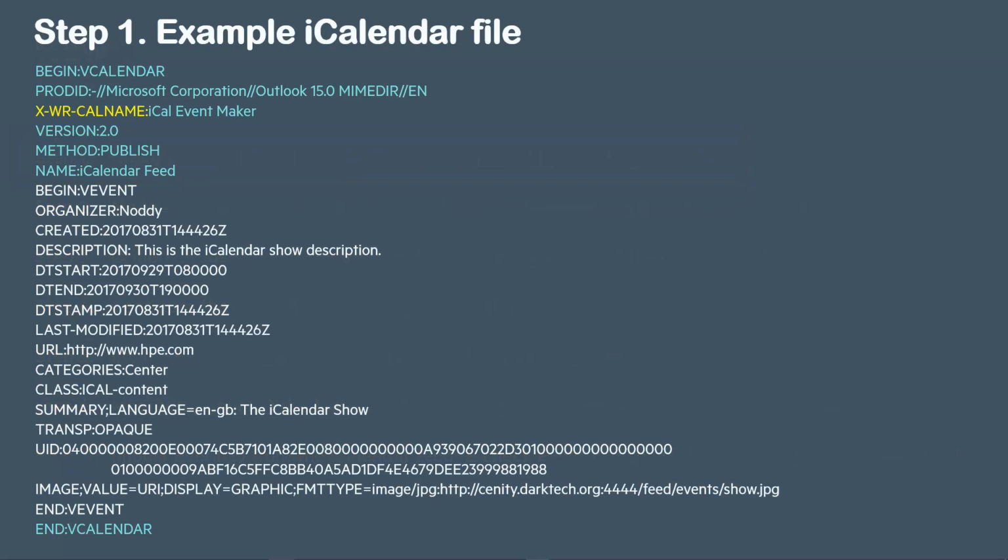If we take a look at our file, we can see that there is an outer vCalendar item defined, that's shown in blue. There's actually little information used in this item by Meridian, except for extracting the feed name itself.